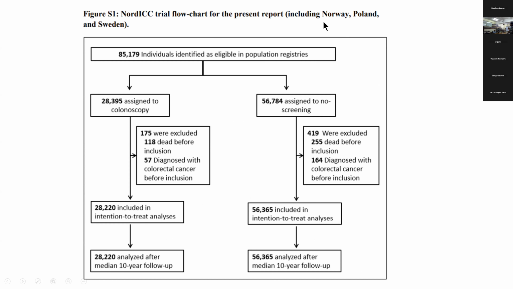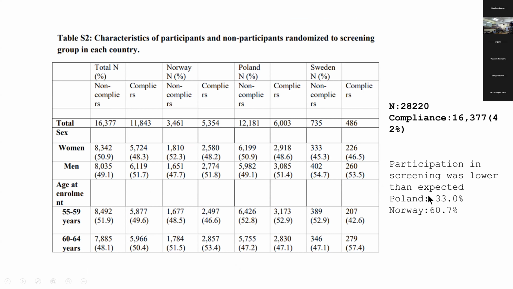They had done the study in Norway, Poland, and Sweden. So they had got about 85,000 patients. 28,000 of them were assigned to colonoscopy. 56,000 were assigned to no screening colonoscopy. And out of this, finally, 28,220 were included in the intention to treat analysis and 56,000 in this arm. But what do you notice here? If you look at the participants, look at the number of non-compliers. Out of the 22,000, how many of them actually came for the colonoscopy? 16,000. How many of them complied? Only 11,000. So your compliance rate was only 42%.